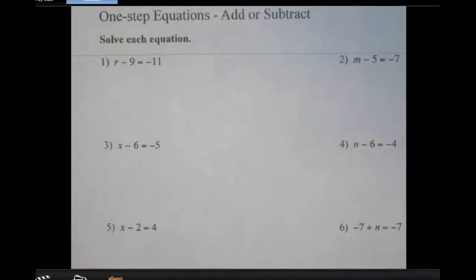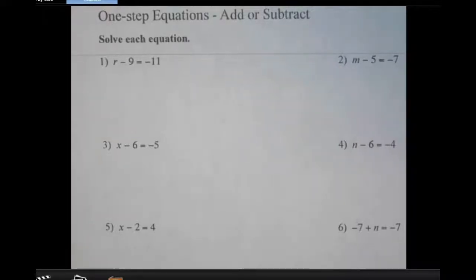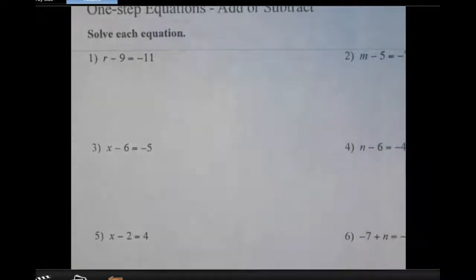All right, so we all have the same paper in front of us. Yes? It says one-step equations, add or subtract, right? Why do you have two? That's from when you were absent. I have to sneeze. Please hold. All right. Yeah, I think I'm getting sick. I hope not. So I'm going to try and fight this off.